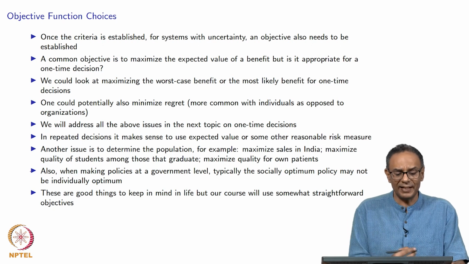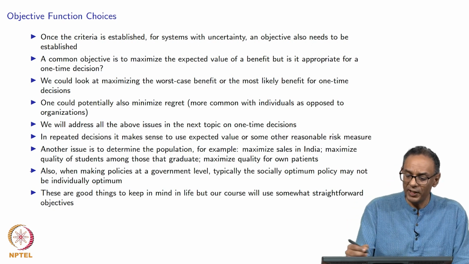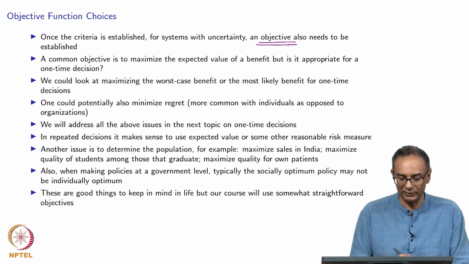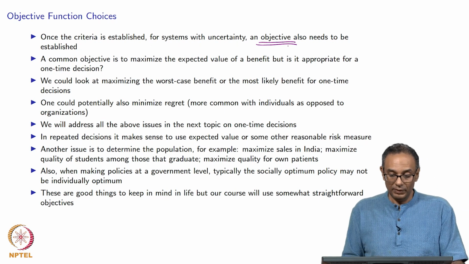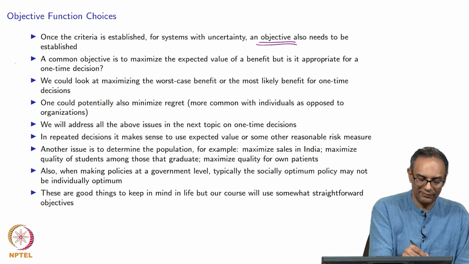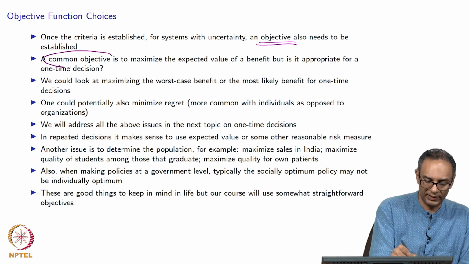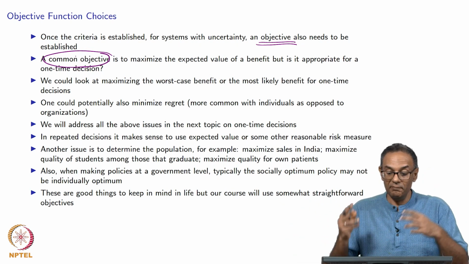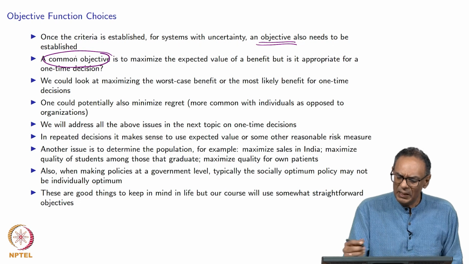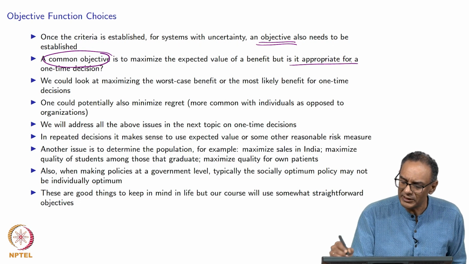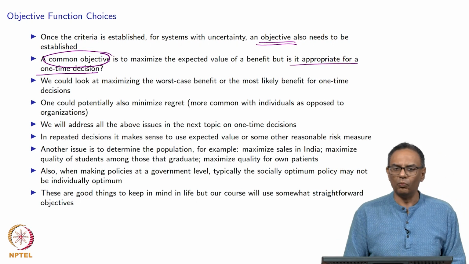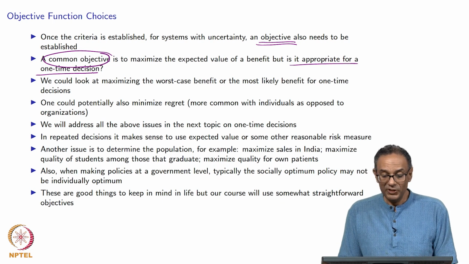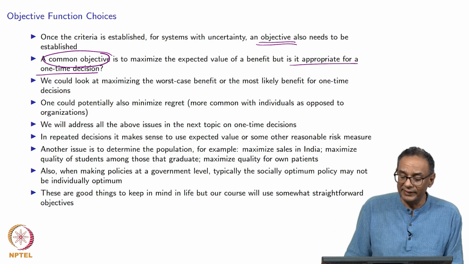Now, once we establish the criteria, we also have to figure out what the objective is. Now we talked about the expected value. That is a very common objective, and a common objective is to maximize the expected benefit or minimize the expected loss. But is maximizing the expected value appropriate for a one-time decision? What I mean by that is, you make a decision exactly once. Why would you do the best on average? Wouldn't you be thinking about something else?